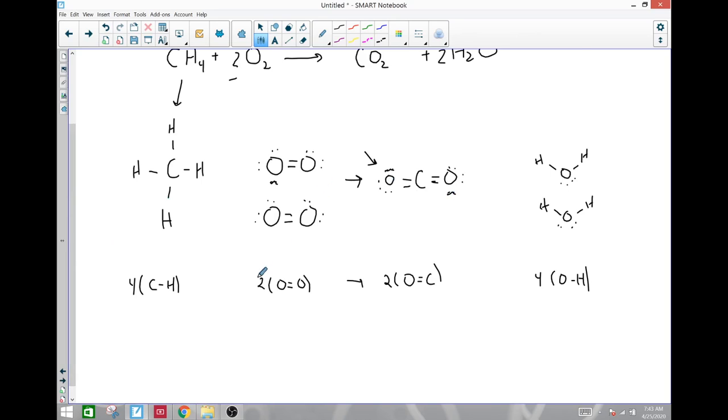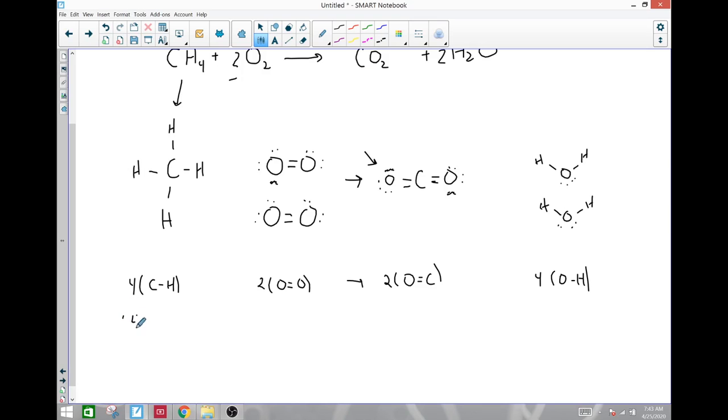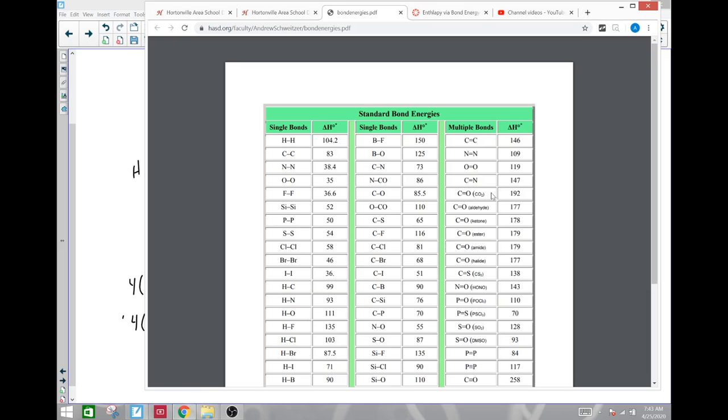The next thing we do is we go in our workbook. You'll find this particular chart. It looks like this, and you literally just grab a value off here. So our first one was the carbon-hydrogen bond, and it's going to be located right here. 99. So 4 times 99. Okay, 2 of these guys, the oxygen bond in O2. Let's find it. I think it's over here. There it is, 119.